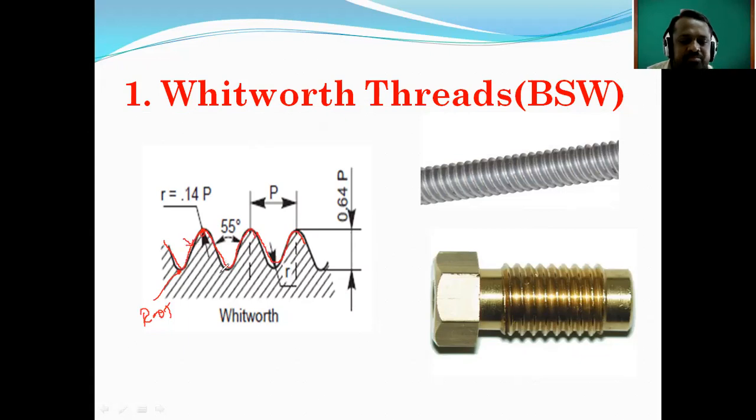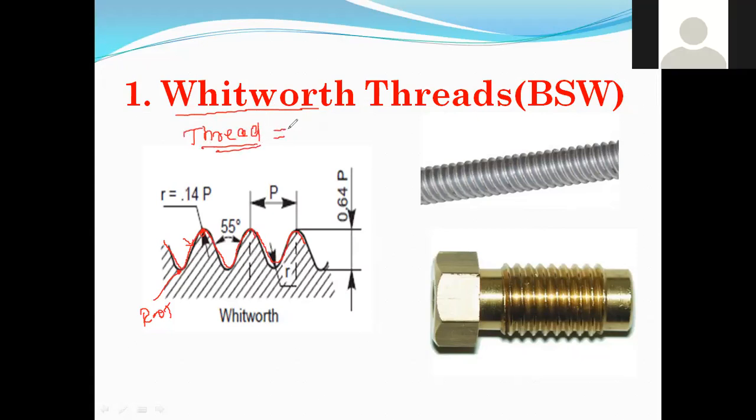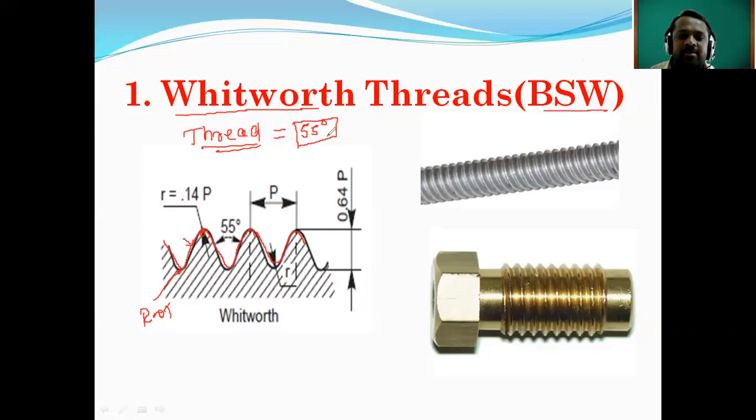So this is the depth, and this is the angle. Tell me, what is the thread angle for the Whitworth thread? 55 degrees is the thread angle for this thread. How is the arrangement of the flanks in this thread? What is the angle between the two? It will be 55 degrees. That is the point you have to remember for the Whitworth, or BSW, thread: the thread angle is 55 degrees.